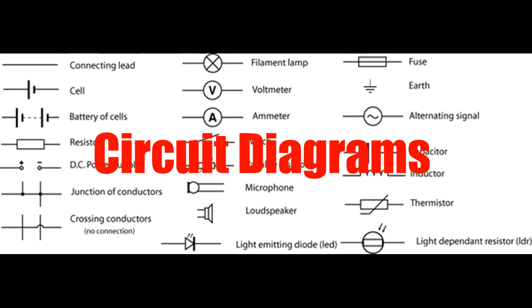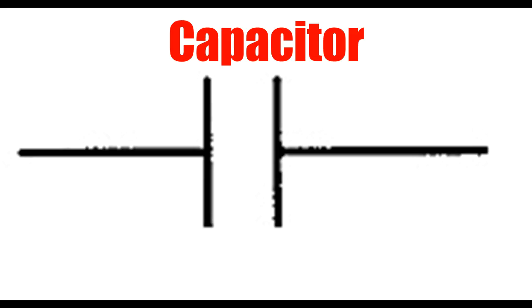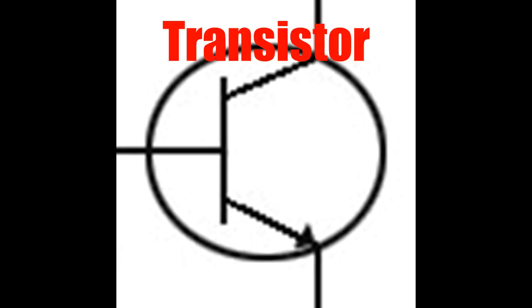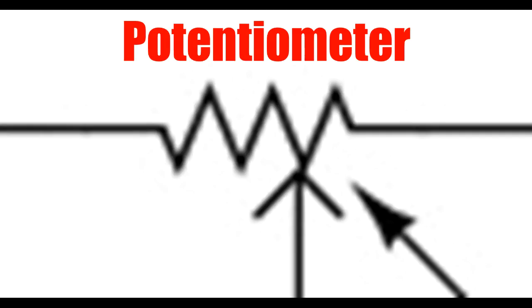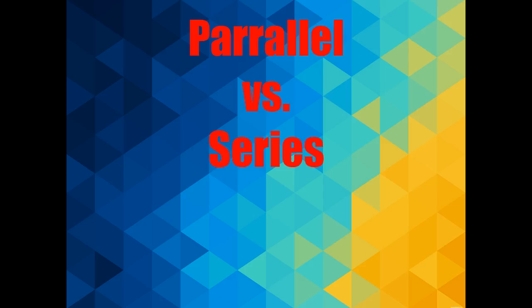Circuits can also be written in a diagram form. Every component of circuits has a design that represents that component. In circuit diagrams, there are batteries, capacitors, LEDs, transistors, resistors, potentiometers, motors, switches, and wires. Parallel circuits versus series circuits. Components in parallel combine current but have the same voltage, as in batteries. Circuits in series result in more overall resistance because there is only one pathway throughout the circuit. Components in series will have equal current but combined voltage.